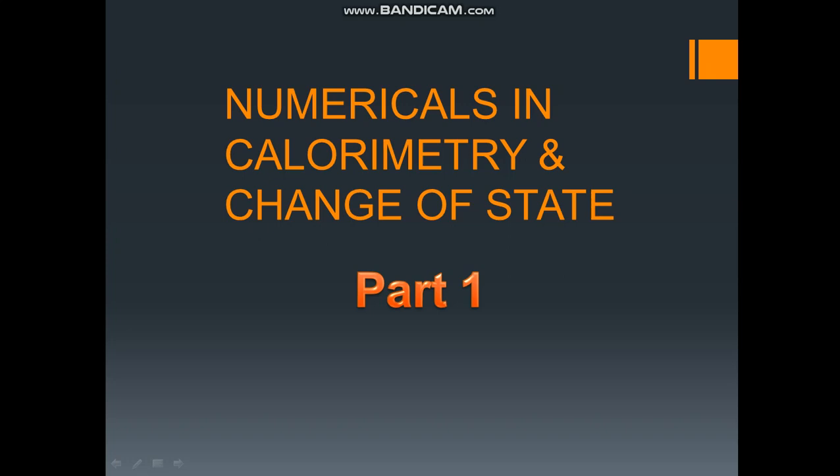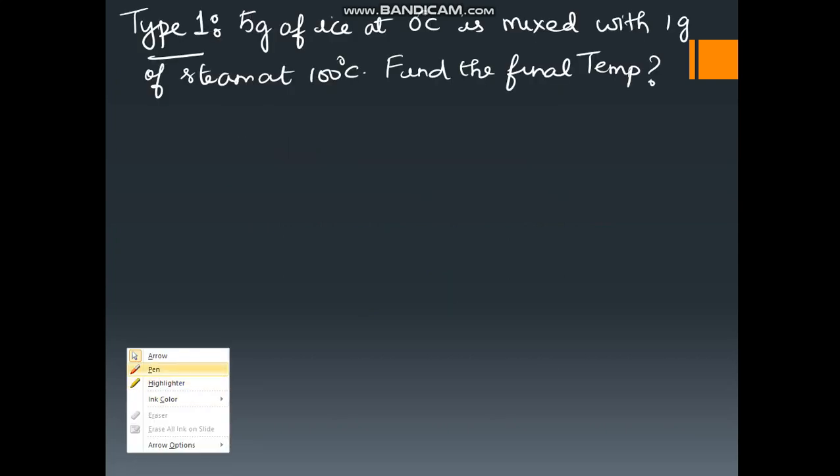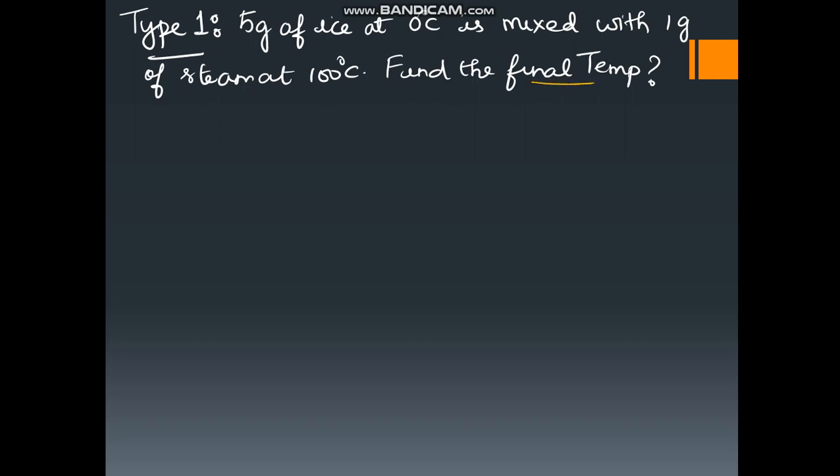In this video, we will deal with certain numericals in the calorimetry and change of state concept. So first, type 1 numerical. See, 5 gram of ice at 0 degrees Celsius is mixed with 1 gram of steam at 100 degrees Celsius. Final temperature of the mixture is.